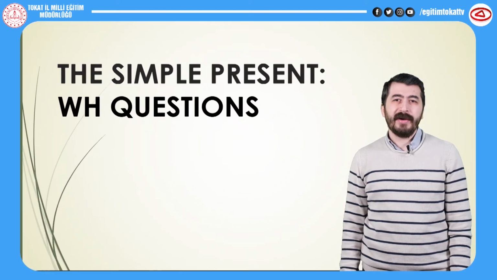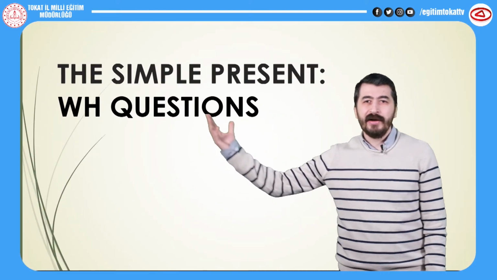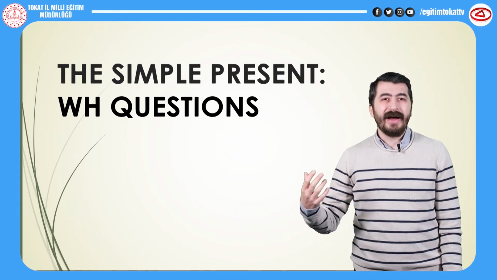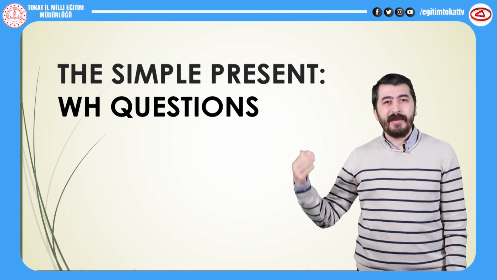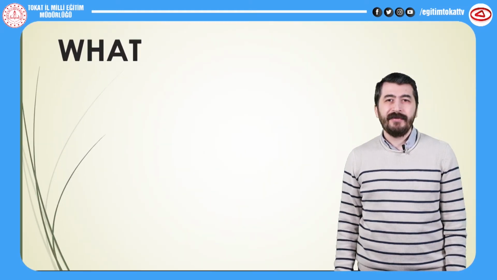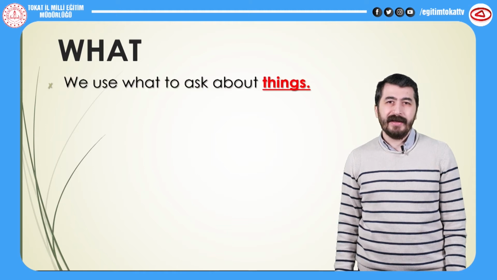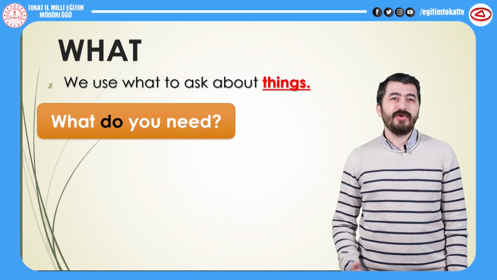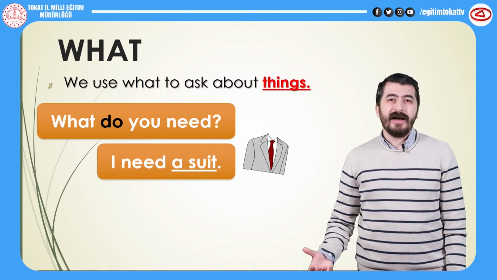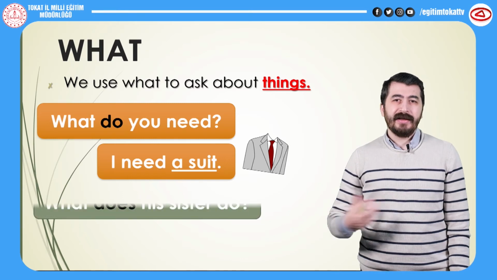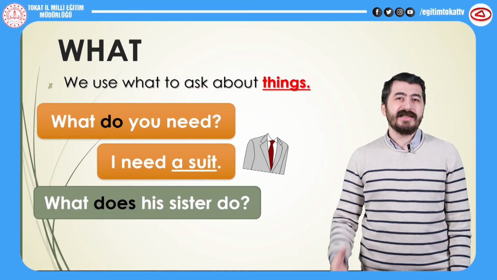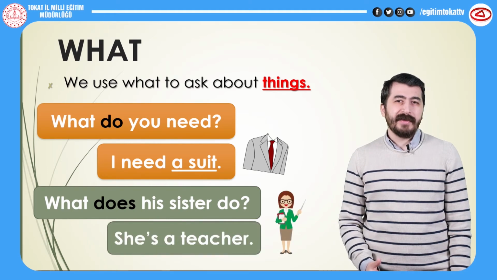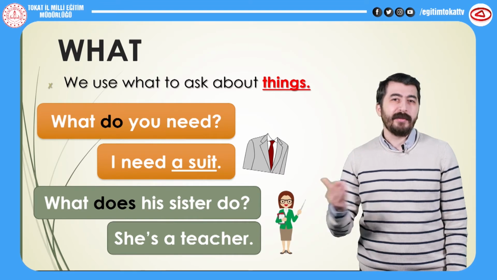Let's talk about some WH questions. What are WH questions? What, who, when, where? Okay, let's make some sentences about them. First one is what. We use what to ask about things. What do you need? I need a sweet. What does his sister do? She's a teacher.